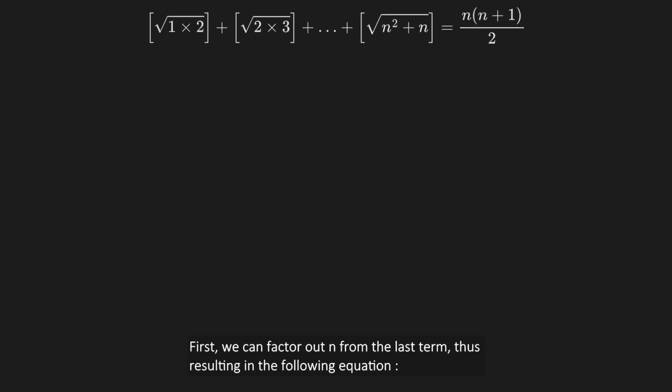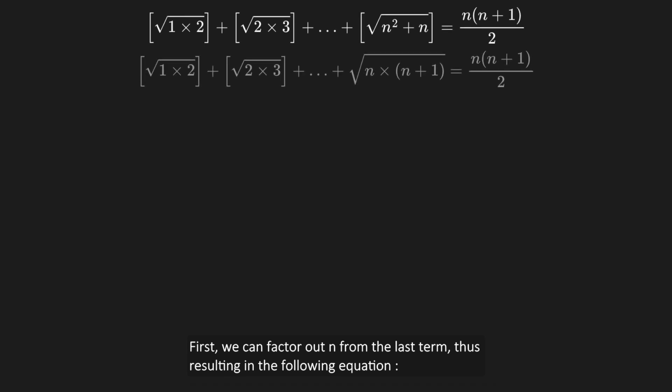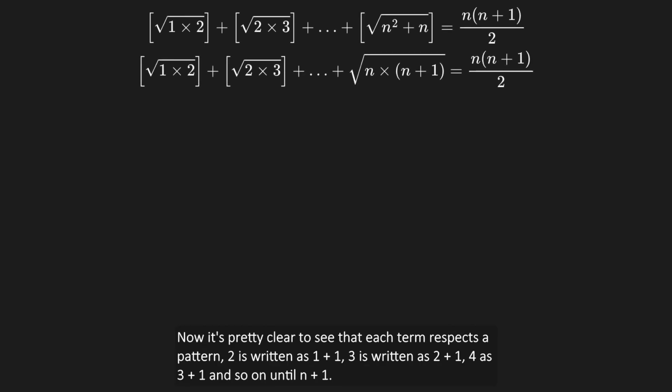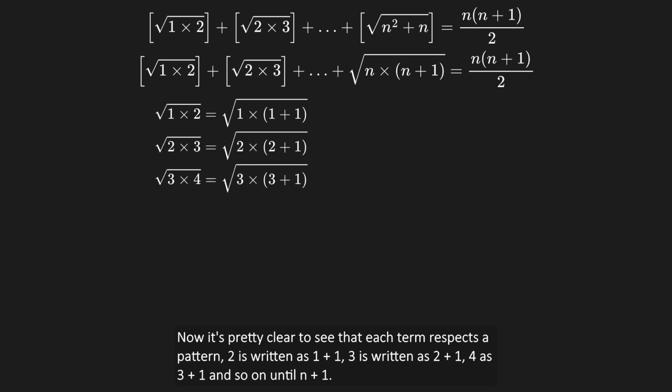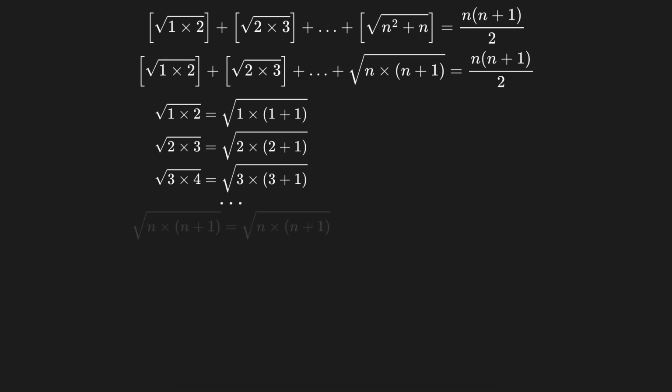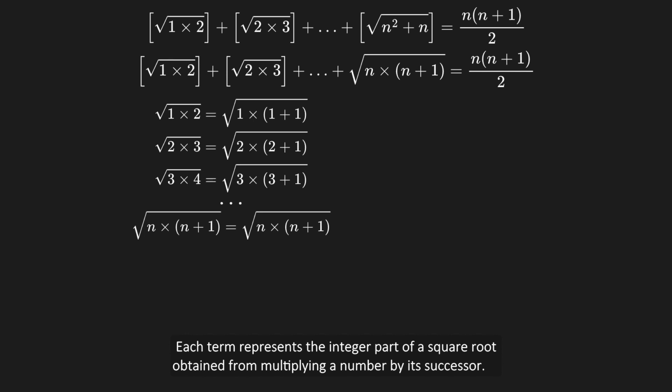First, we can factor out n from the last term, thus resulting in the following equation. Now, it's pretty clear to see that each term respects a pattern. 2 is written as 1 plus 1, 3 is written as 2 plus 1, 4 as 3 plus 1, and so on until n plus 1. Each term represents the integral part of a square root obtained by multiplying a number by its successor.